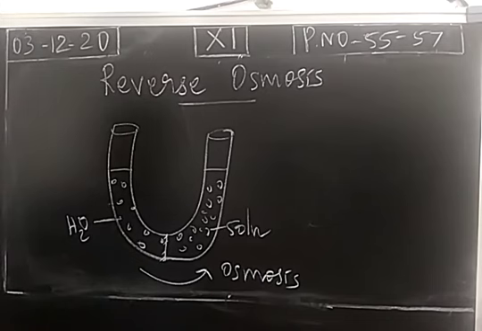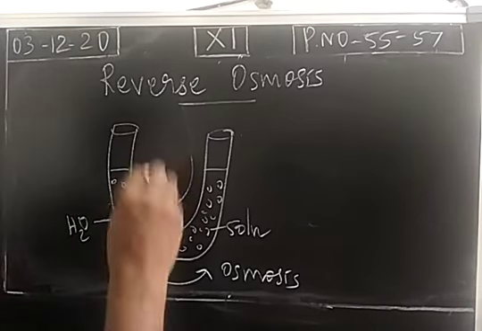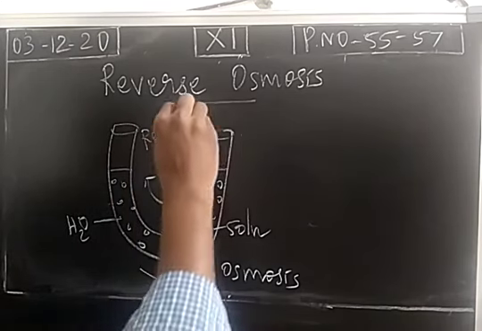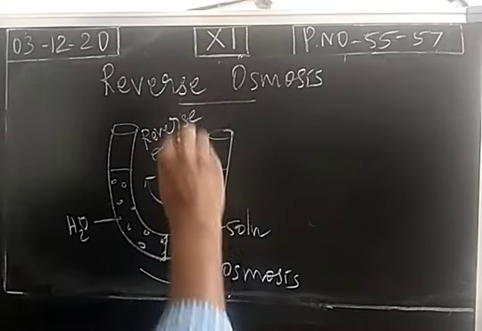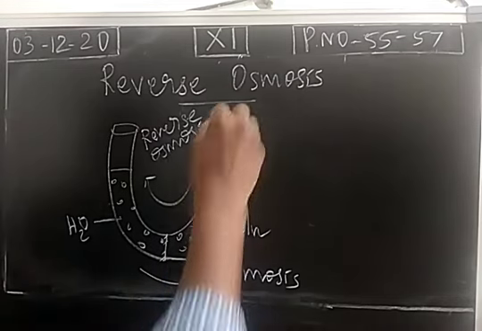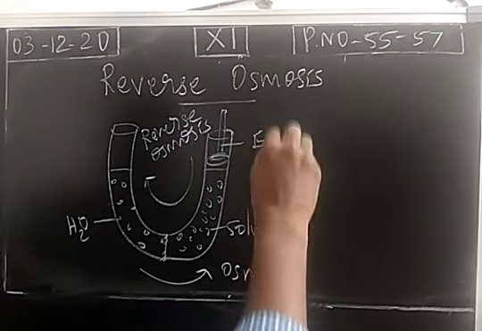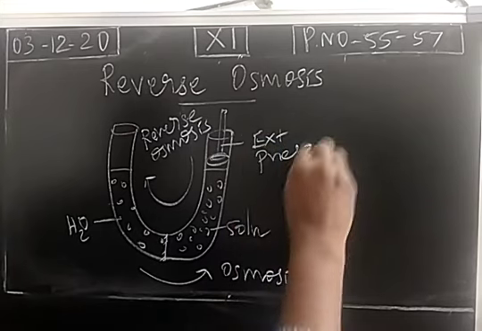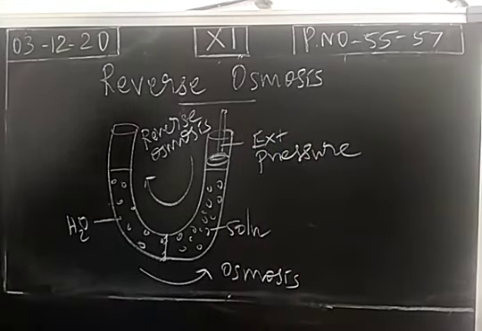To stop the osmosis, we apply pressure. Again, the solvent will move in the opposite direction. This is called reverse osmosis. So we apply external pressure. Now the solvent is moving from the solution side to the solvent side. This is called the reverse osmosis process.